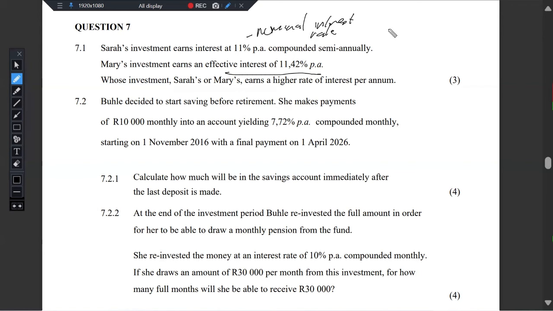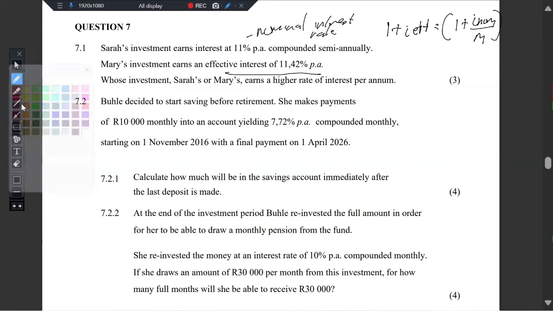So whereby you have to apply 1 plus i effective is equal to 1 plus i nominal over m, to the exponent of m. Right. So now we want our effective interest rate. So we can just leave i effective this side.